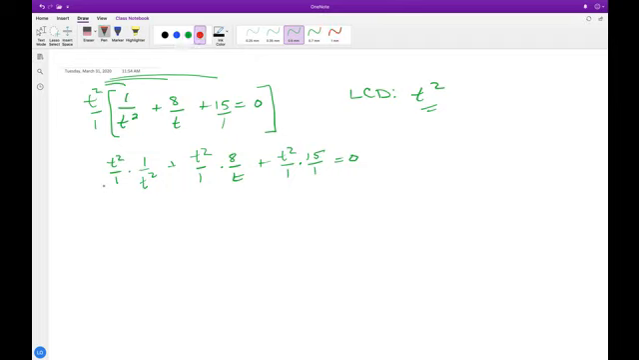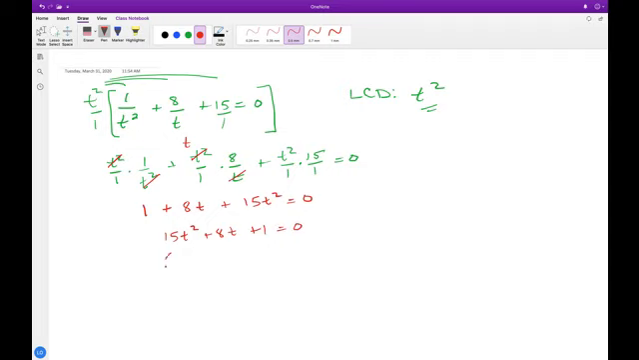So again, my t squareds will completely cancel, so what's left is 1. So now t goes into t squared t times, so what's left is 8t, and then nothing cancels here, which is 15t squared. So again, what type of equation do I have? This is a quadratic, so I'm just going to rewrite it in standard form so it's a little bit easier for me to deal with.